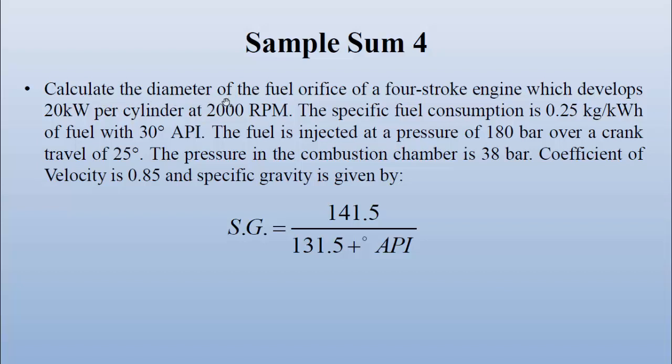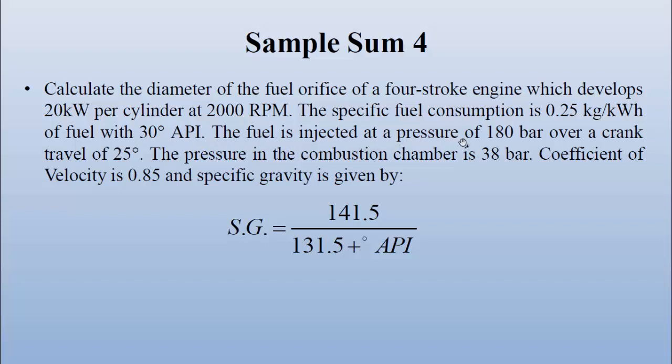They have asked us to calculate the diameter of the fuel orifice of a 4-stroke engine which develops 20 kilowatt per cylinder. So they have directly given us the brake power developed by each cylinder, so we don't have to worry about the number of cylinders. The engine speed is 2000 rpm. The specific fuel consumption is 0.25 kg per kilowatt hour, that is your BSFC, of fuel with 30-degree API. I will come to this API in just a minute.